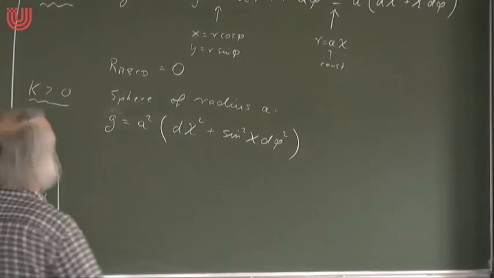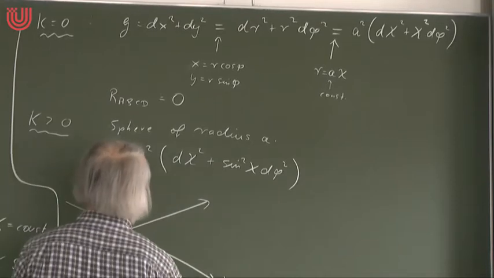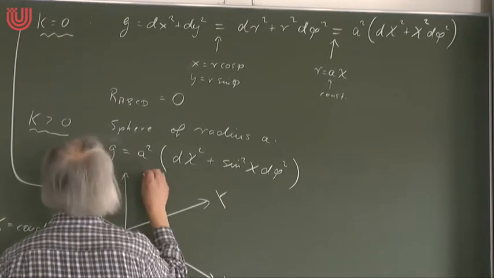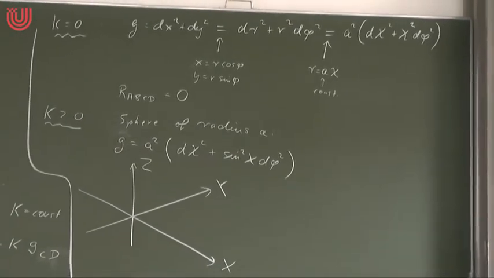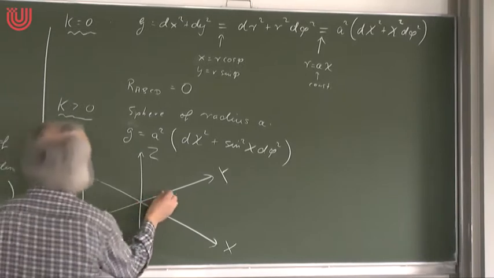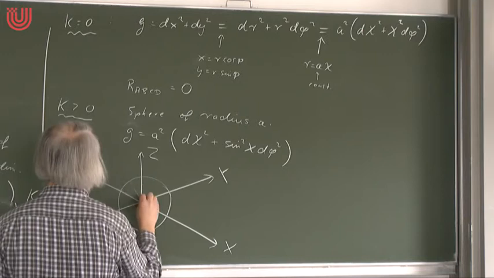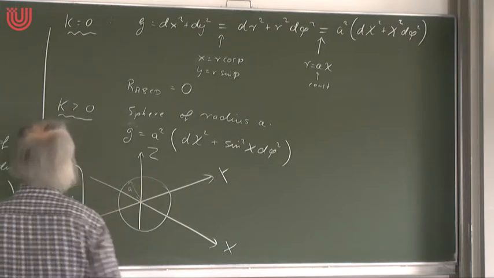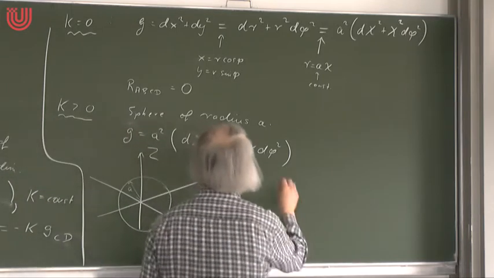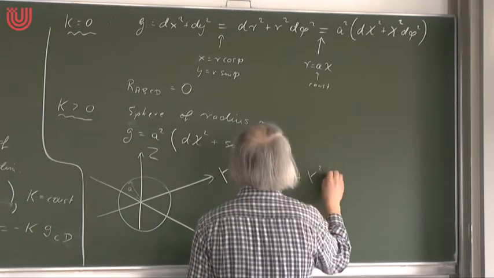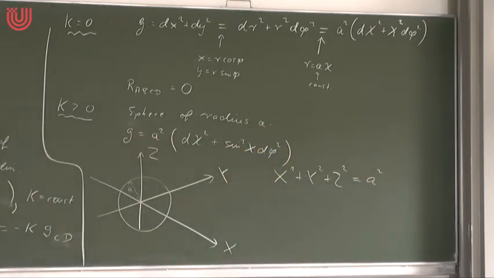The usual way of looking at the sphere is by considering it embedded into 3-dimensional space. That denotes the coordinates in the 3-dimensional Euclidean space capital X, Y, Z. And then I have here my sphere of radius A. So the radius is A. And the sphere is given by the equation x squared plus y squared plus z squared is A squared, right? That's the equation for the sphere.